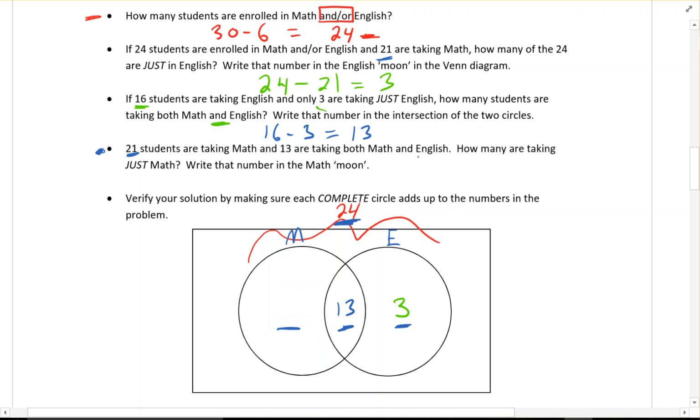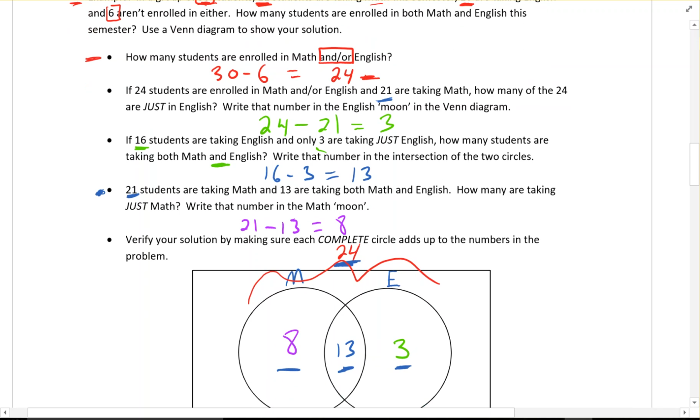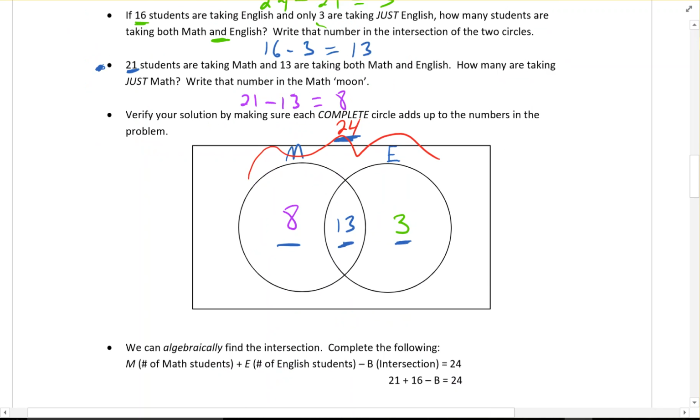13 are taking both math and English. So if I just go 21 minus 13, then we end up with, so here, I'll write this down. 21 minus 13 would be 8. So I know that there's 8 taking just math. So that's kind of the roadmap of how to get through these things. It's a puzzle. You're just trying to solve each part of the puzzle as you go through. This is a pretty typical kind of question that you're going to get in this unit.